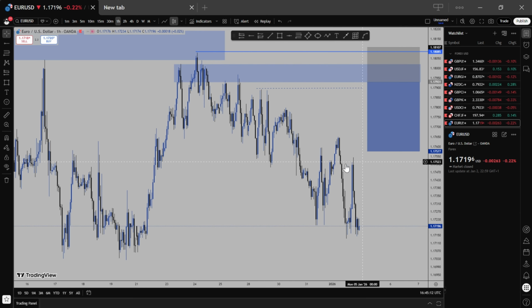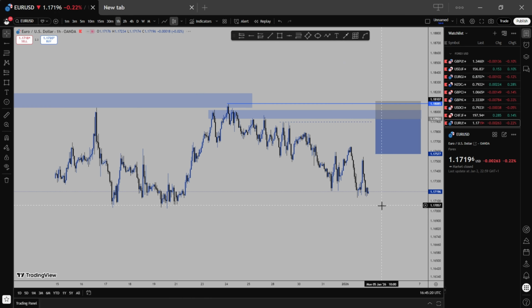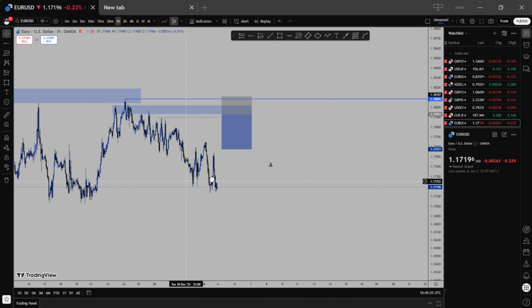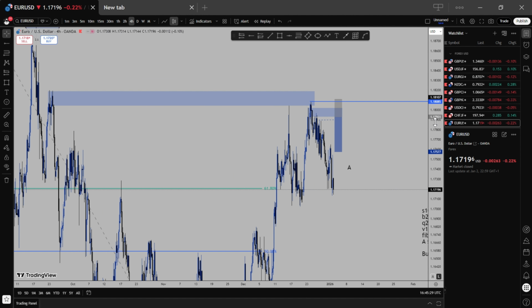The next pair, okay, Euro USD. Yes, there's a setup on Euro USD, but I will not be taking this trade. Why? Most of you might ask. Let's go to the 4 hours. Let me explain this now.